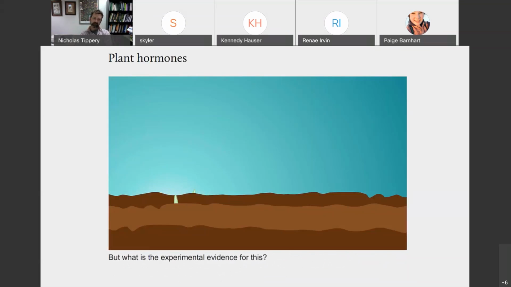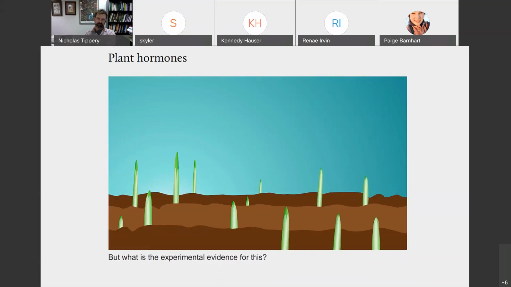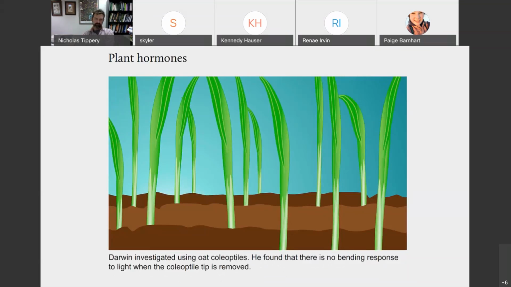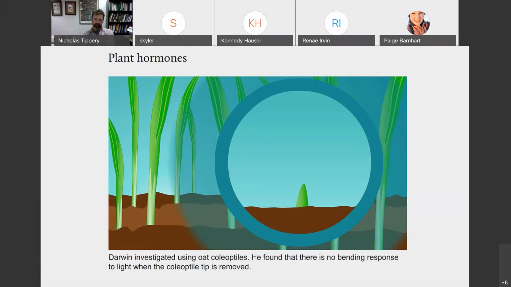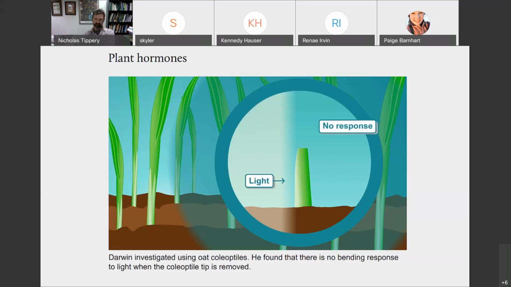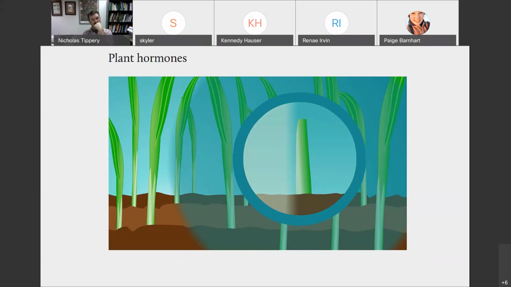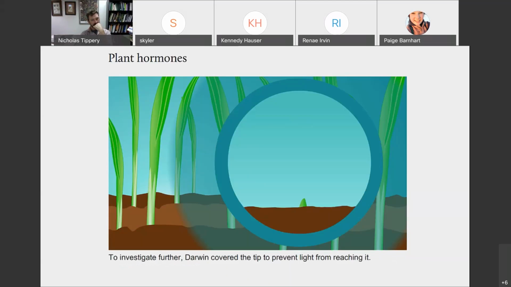But what is the experimental evidence for this? Darwin investigated using oat coleoptiles. He found that there is no bending response to light when the coleoptile tip is removed. This means that either the tip is the origin of the messenger, or it must be stimulated by light. To investigate further, Darwin covered the tip to prevent light from reaching it.